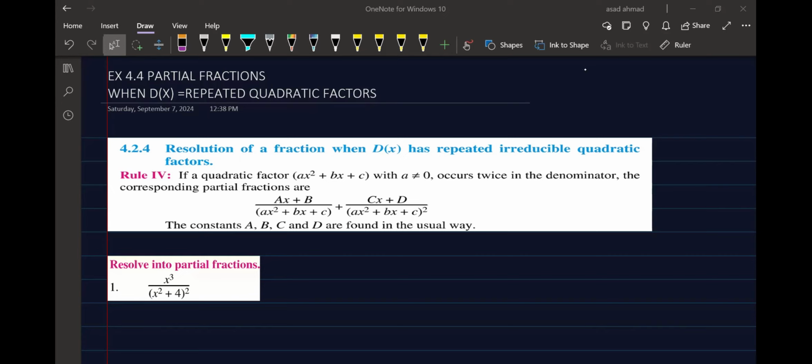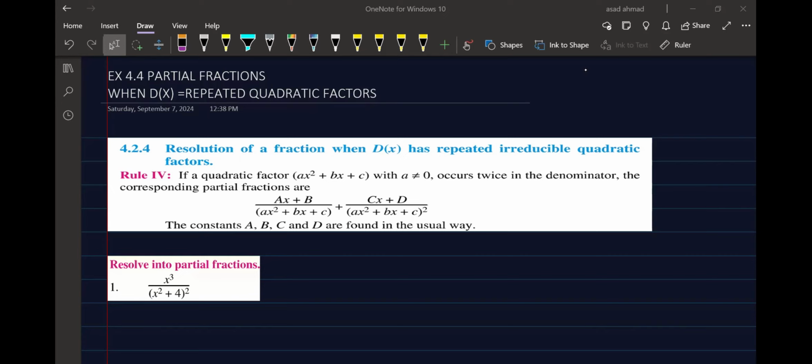Identification: you can see that the rule is written that if a quadratic factor in the form ax square plus bx plus c, where a should not be 0, occurs twice in the denominator, it means that it would have the denominator raised to the power 2 or raised to the power 3, when there is a quadratic term in the denominator.